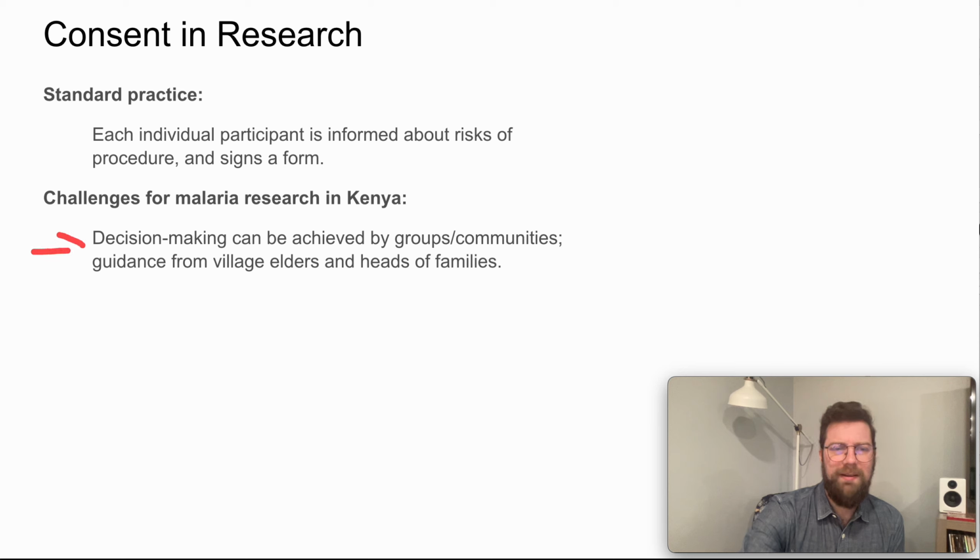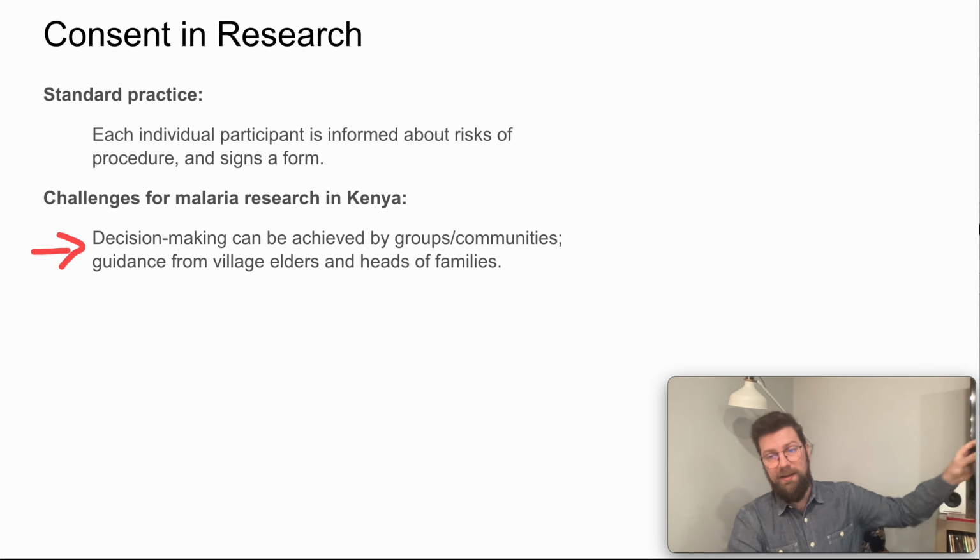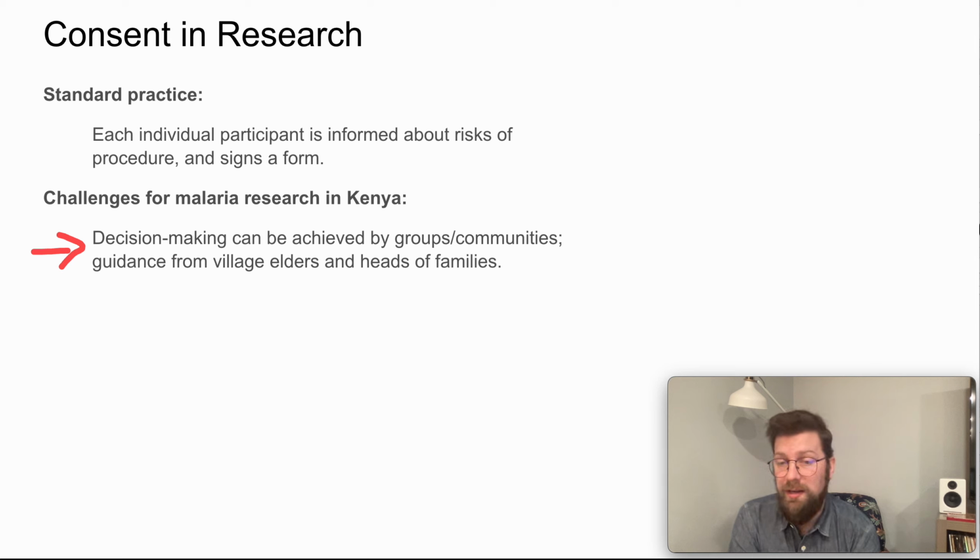We might encounter a couple of issues. One is that communicating the risks and benefits might not be the same procedure in Kenya, where we have different levels of medical knowledge, also different levels of literacy. But we might also notice that within cultural norms, rather than having an individual patient consenting to medical research, we might find that guidance from village elders or heads of families, like husbands within a household, is also the standard practice in that situation in Kenya.